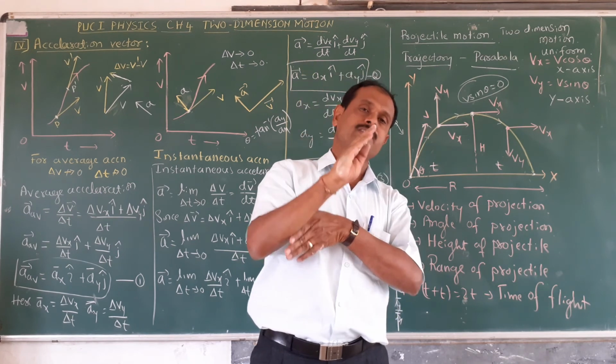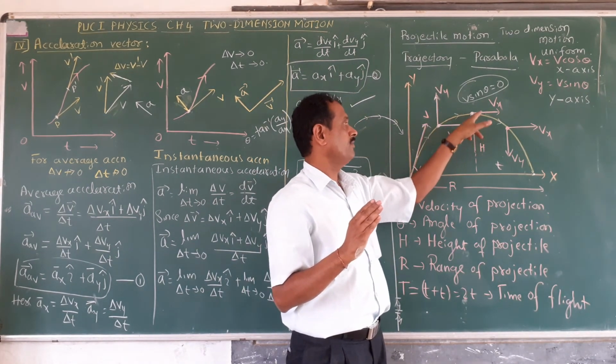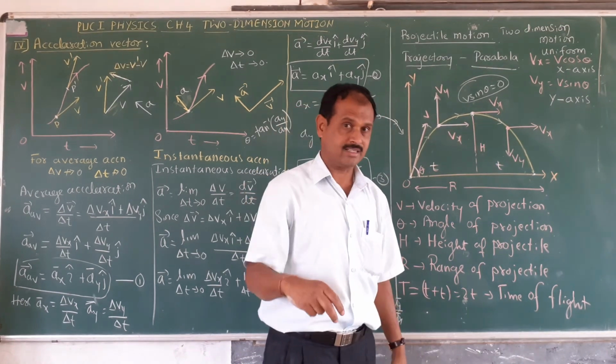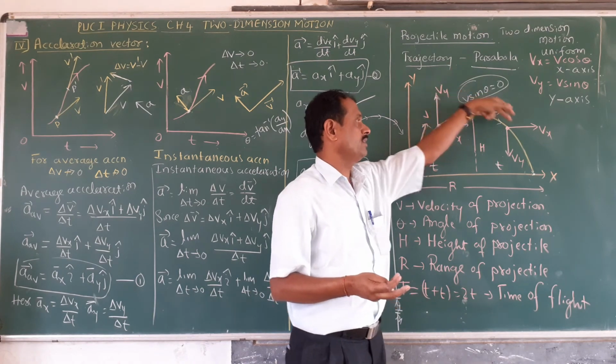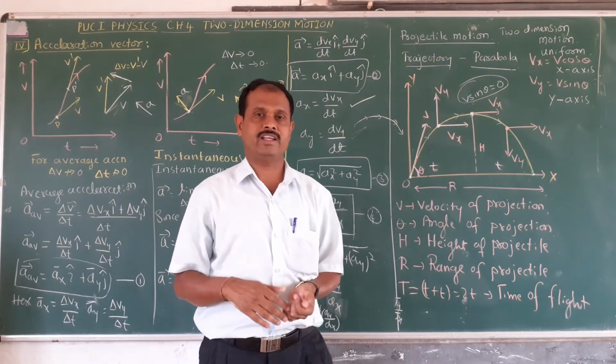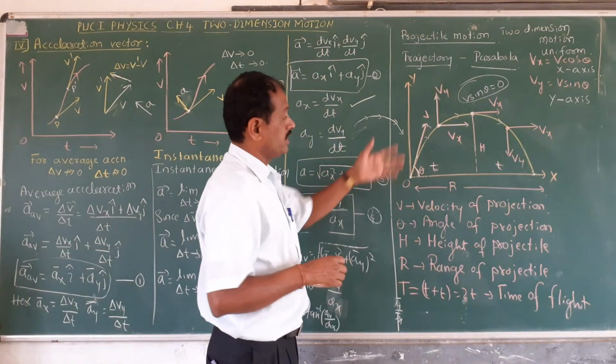Now it varies. During ascent it goes on decreasing, during descent it goes on increasing, and it also changes direction. For ascent it is in the upward direction, and for descent it is in the downward direction. This is the point. Now this is about projectile motion.